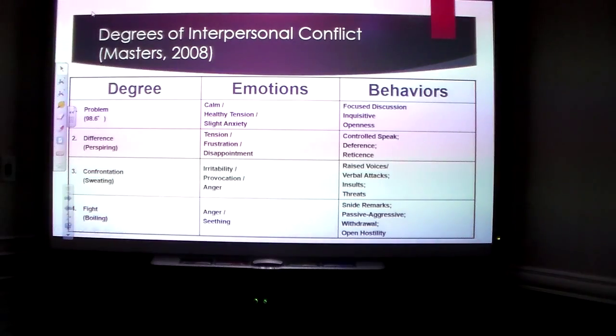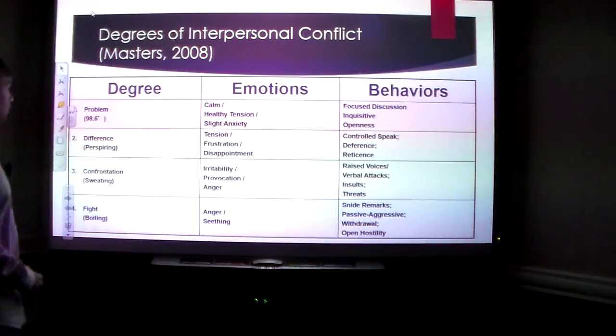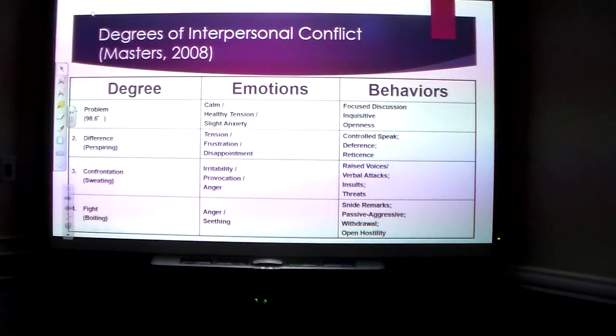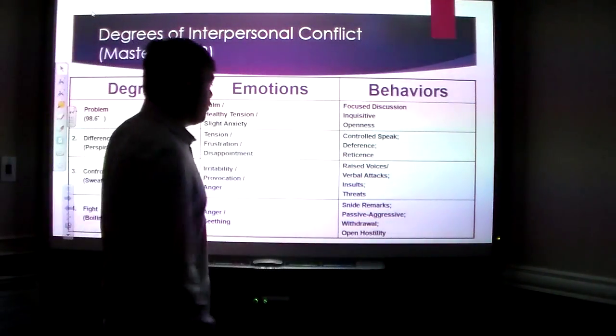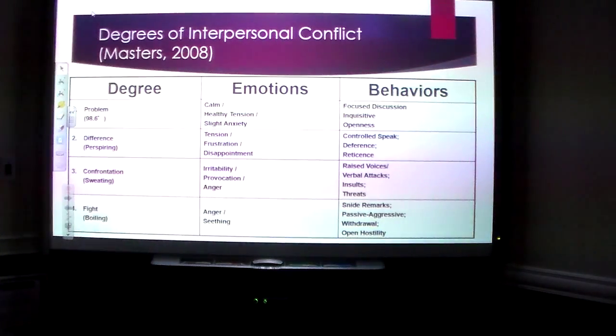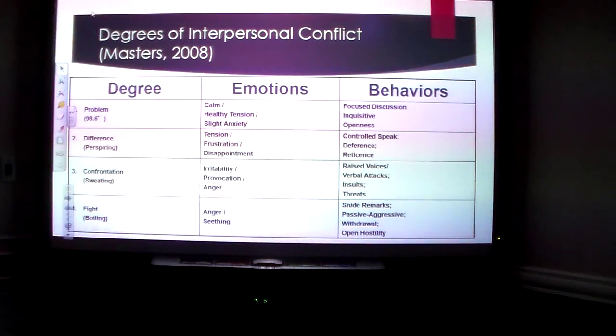So the degrees of interpersonal conflict, I really like this. I took this from a really good article that I had in one of my classes on conflict. If there's a problem, meaning 98.6, you're calm, you have slight anxiety, you try to have a focused discussion. If there's a difference, it leads to you starting to perspire, and then you have tension, frustration, disappointment, and there's a little bit of controlled speak. Then when the confrontation hits, people are more likely to raise their voice, they're more likely to be irritable, and when the fight happens, there's anger, passive aggressiveness, withdrawal, and open hostility.